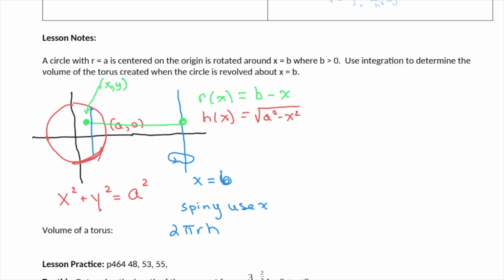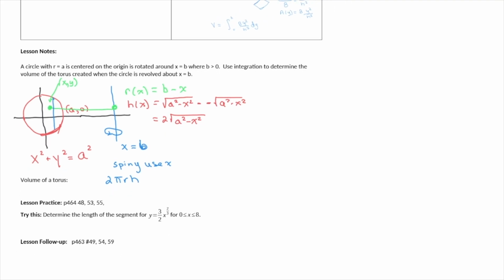The bottom of the curve is the negative square root of a squared minus x squared. So when we put those together, we get 2 square root a squared minus x squared is your height. So the volume of the picture is going to be created by volume equals 2 pi. We'll get the endpoints in a moment, and then we'll have the radius, which is b minus x, times the square root of 2a squared, whoops, slipped the 2 in the wrong spot, 2 times the square root of a squared minus x squared dx.